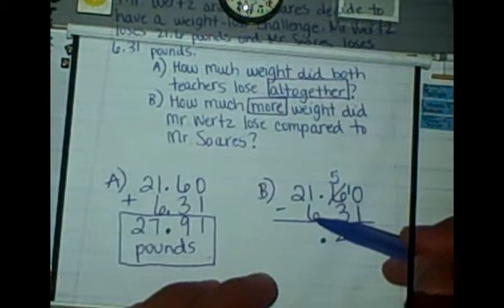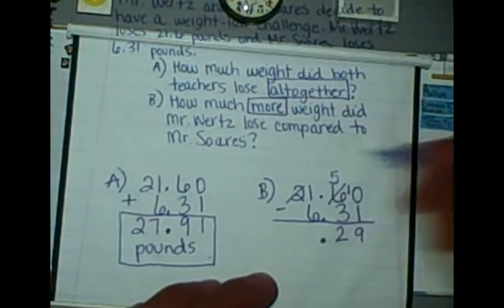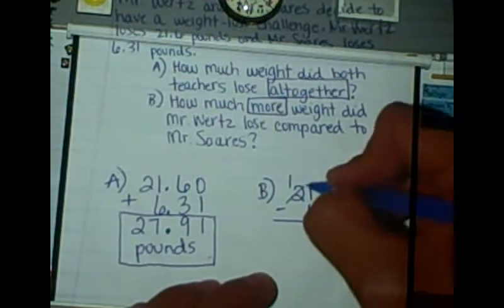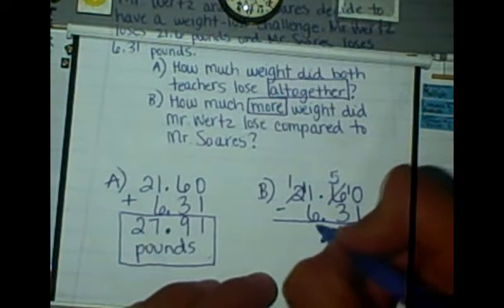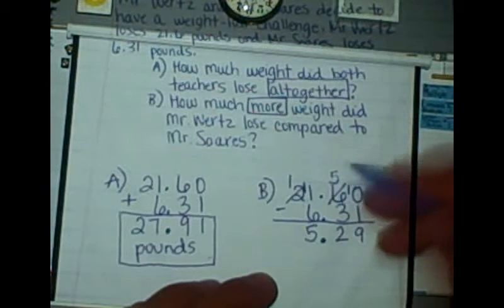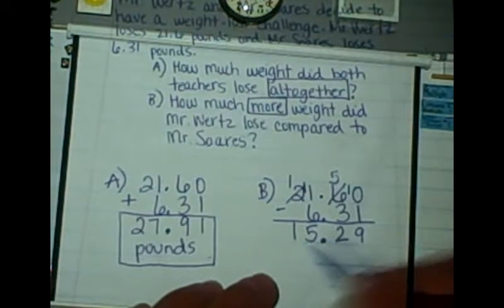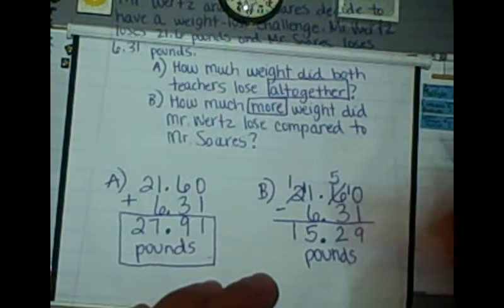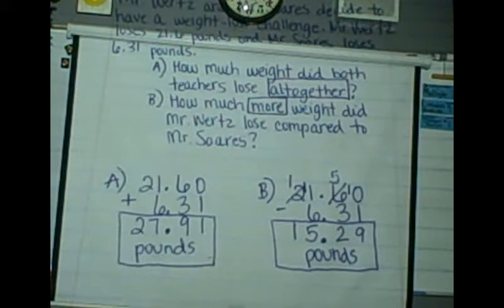You cannot take 6 from 1, so you would have borrowed from the 2. The 2 should have become a 1, and this 1 should have become 11. 11 minus 6 is 5, and 1 by itself is 1. So it appears that Mr. Wirtz lost 15.29 more pounds than Mr. Suarez did. Please check your work and see if that's what you got.